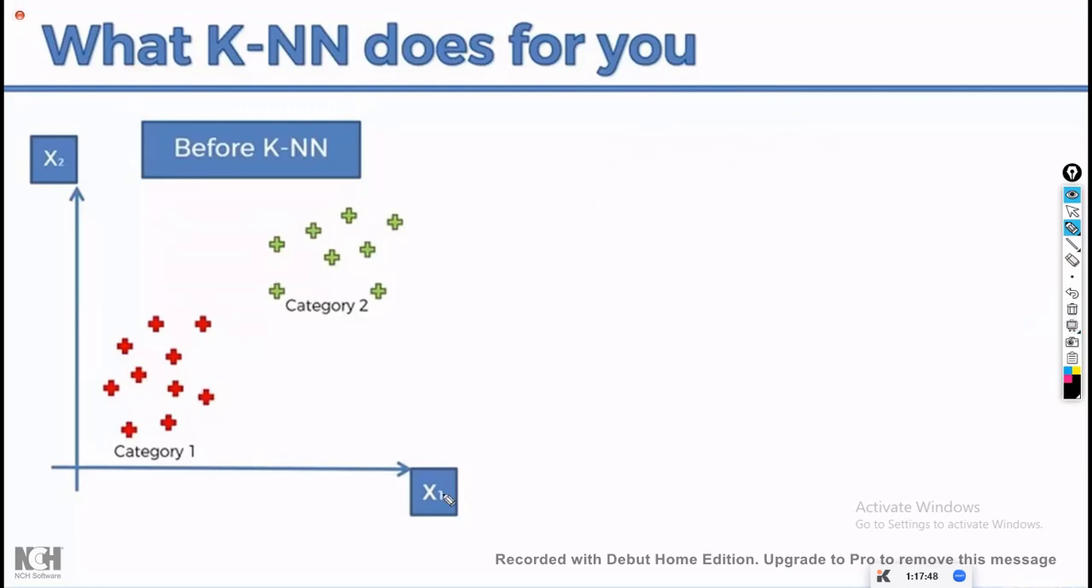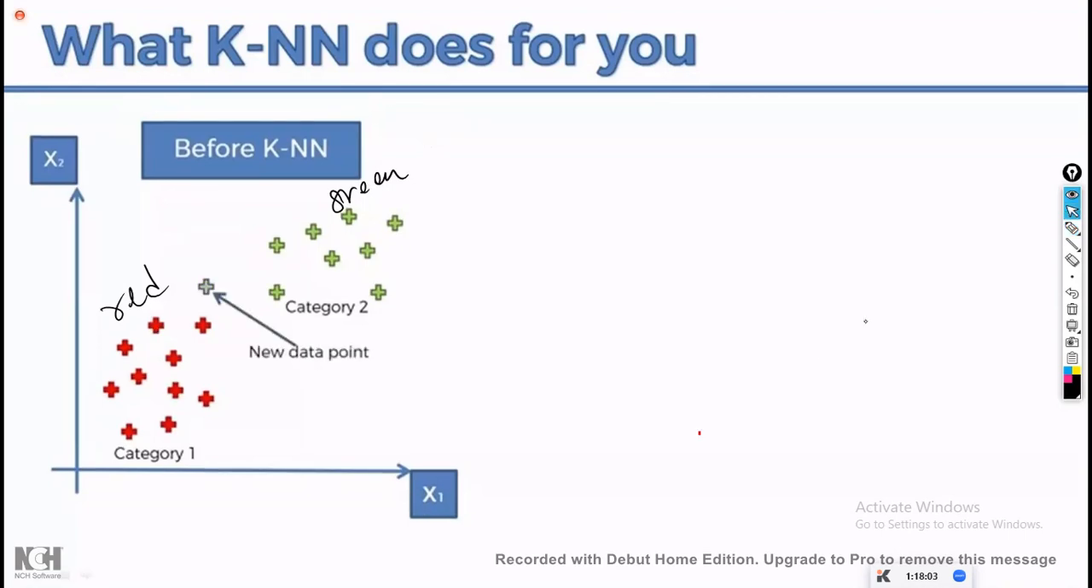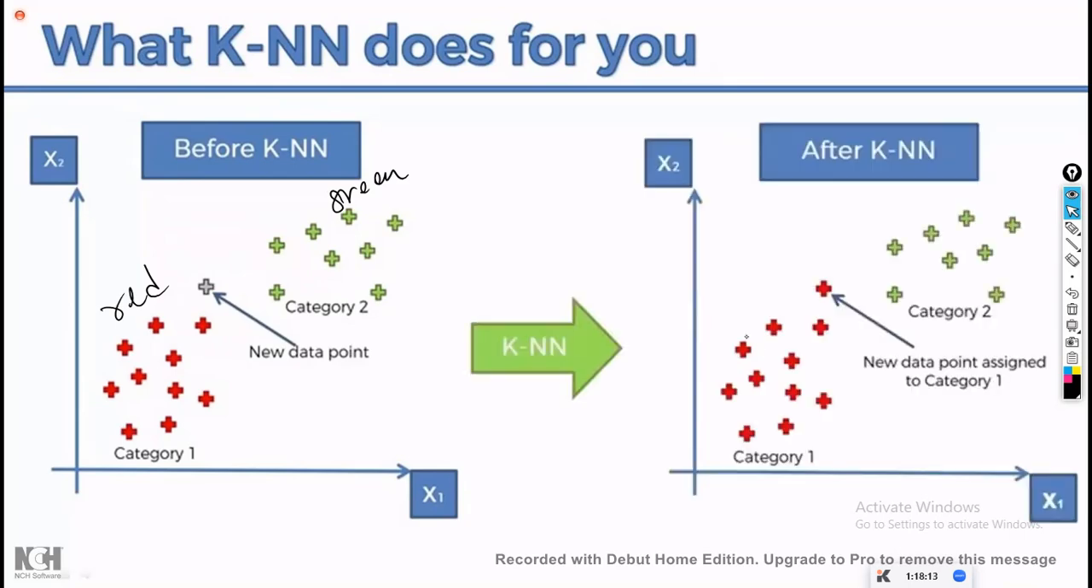Now I'm having x1 variable, x2 variable. The output is red and green. Two categories are there, either red or green. Now there is a new data point. Now does this new data point belong to the red category or the green category? It belongs to the red category.